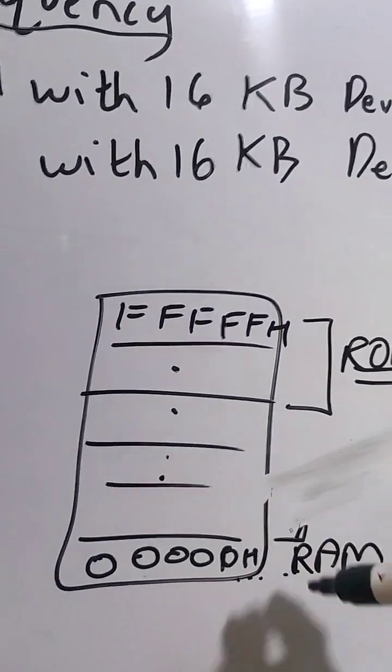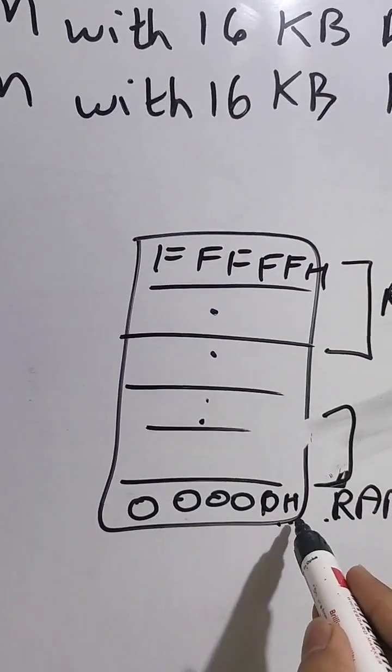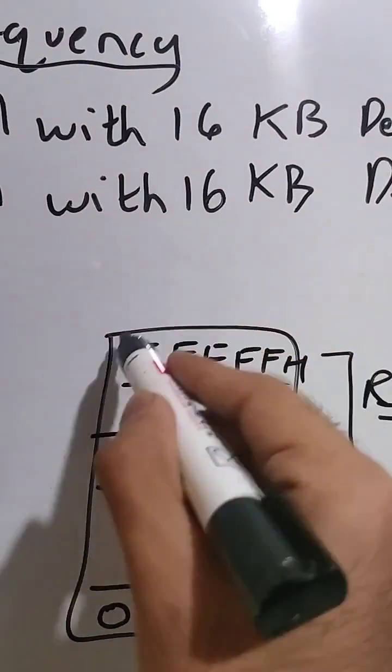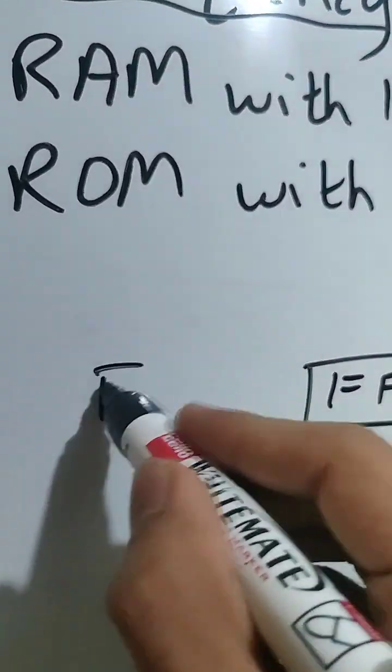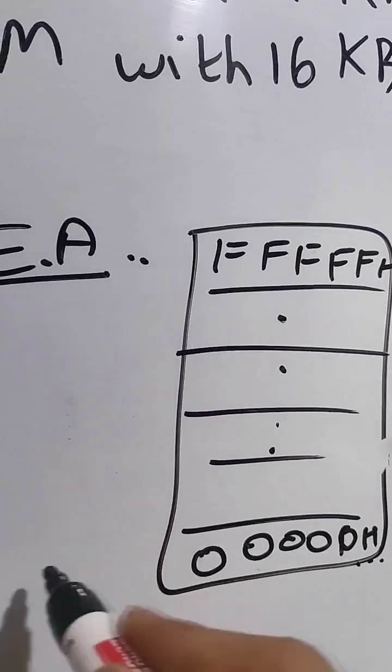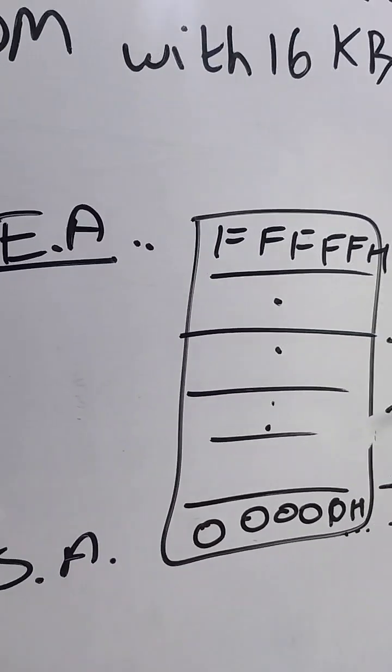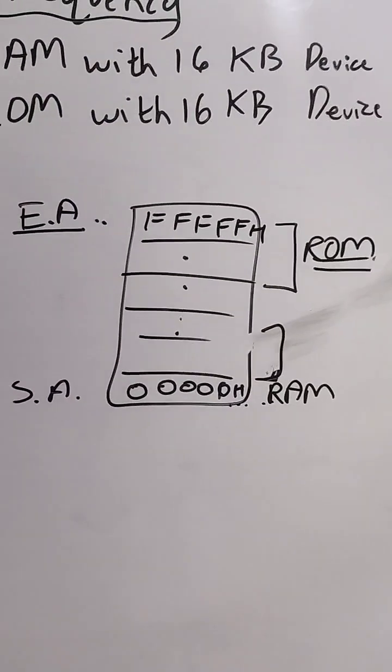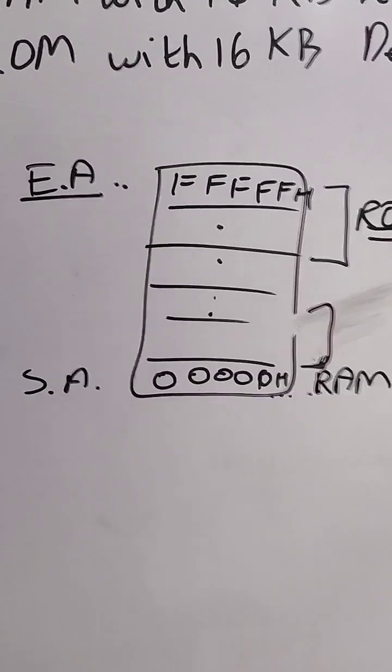But the main point basically is the RAM's starting address will be this, and for ROM, the ending address will be this. This is the ending address for ROM. This is the starting address for RAM. This will be important later. Okay, later as in now only, but yeah.